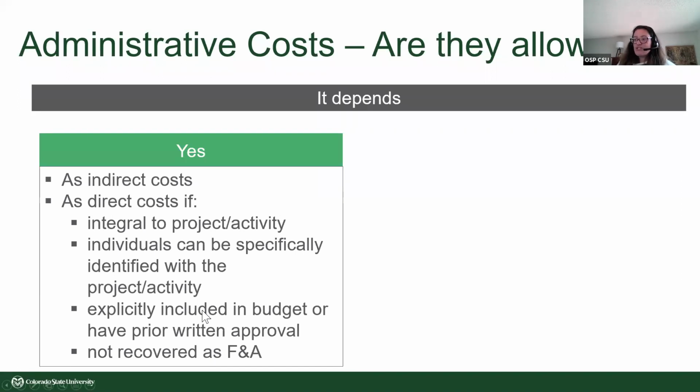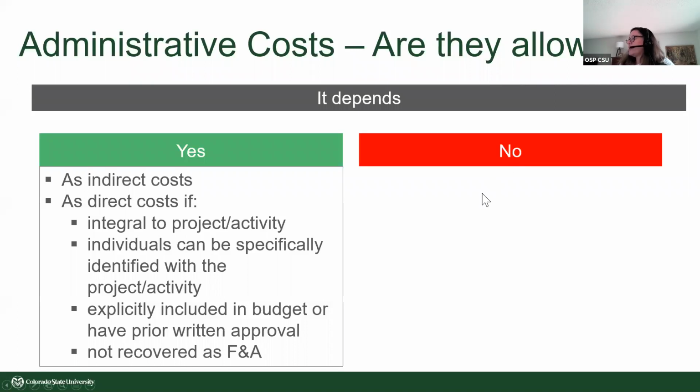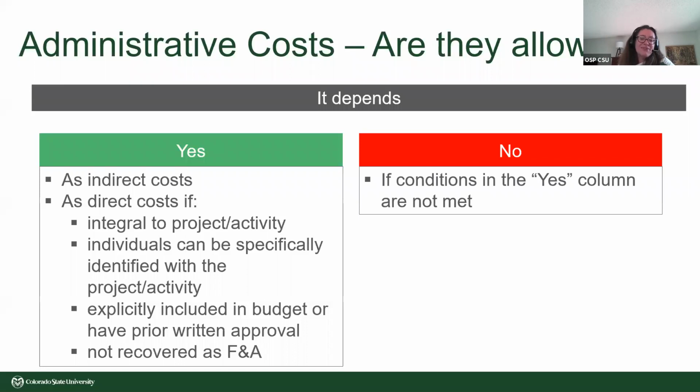And you've also seen these conditions before. If it's integral to the project, if the individuals can be specifically identified with the activity, and if it has sponsor approval because it was included in the budget. Okay, and again, we're not double dipping there. We're not also recovering that portion of the administrative salary also as F&A. Okay, I like this one. When the conditions in the first column aren't met, not allowable. So there are times we have to ask questions in order to determine allowability, and we go back to those cost principles that you saw before.